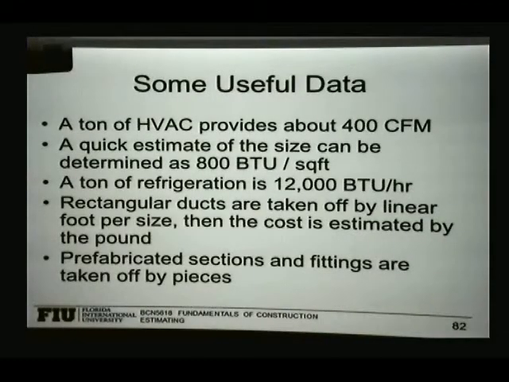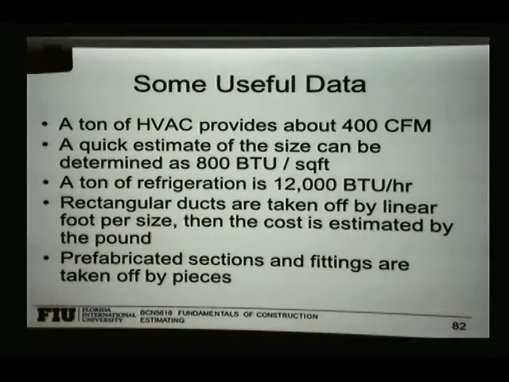Here's some useful data for estimating. A ton of HVAC provides about 400 CFM. CFM is cubic feet per minute. So that's the amount of air that comes into the room. 800 BTU per square feet is another estimate that people use to size equipment.